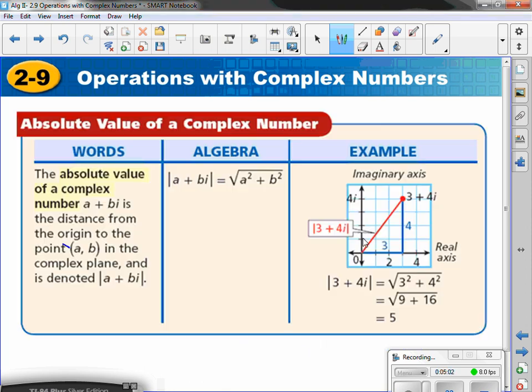So what we just said is when you're taking the absolute value of a complex number, you're taking the square root of a squared plus b squared. Your legs are the numbers that are attached to your real number and your imaginary number. So 3 squared, 9, 4 squared, 16, 9 and 16 is 25. Take the square root of that, I get 5.